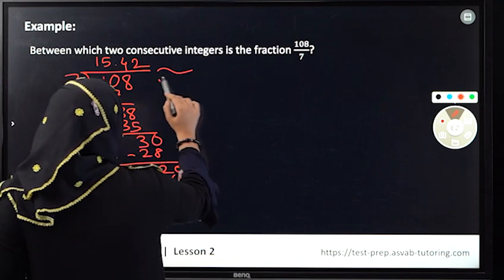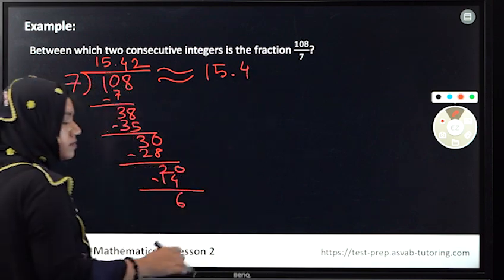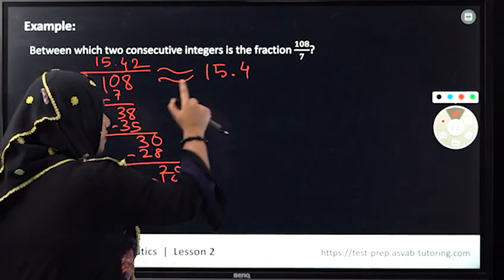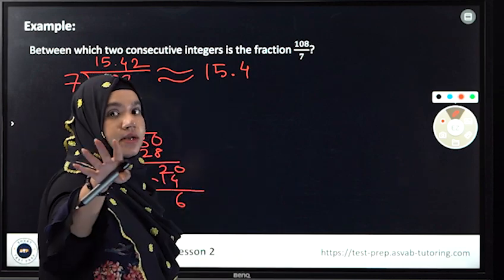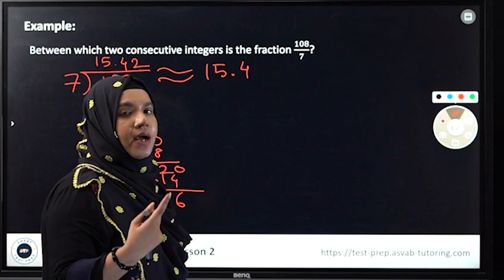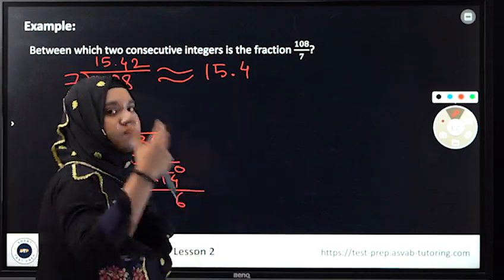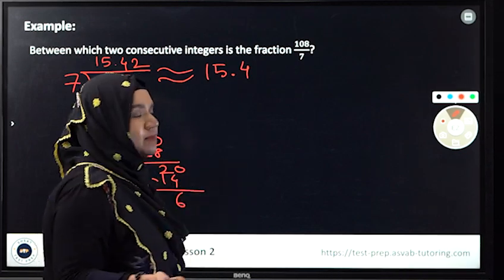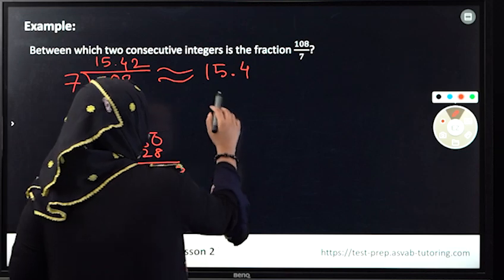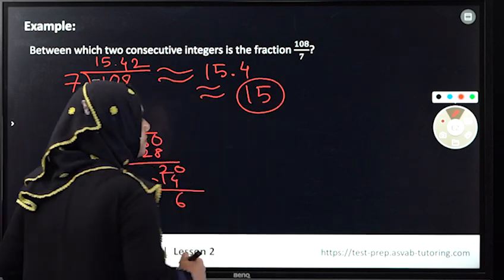So if I want to round it off, it's 15.4. Because the number here is 4, it's not greater than 4. If it had been greater than 4, if I did want to round it up, it would have been 16. If it would have been 15.5, 15.6, all the way to 15.9, the number would have rounded up to 16. But because it's 15.4 here, we will be rounding it off to only and only 15.